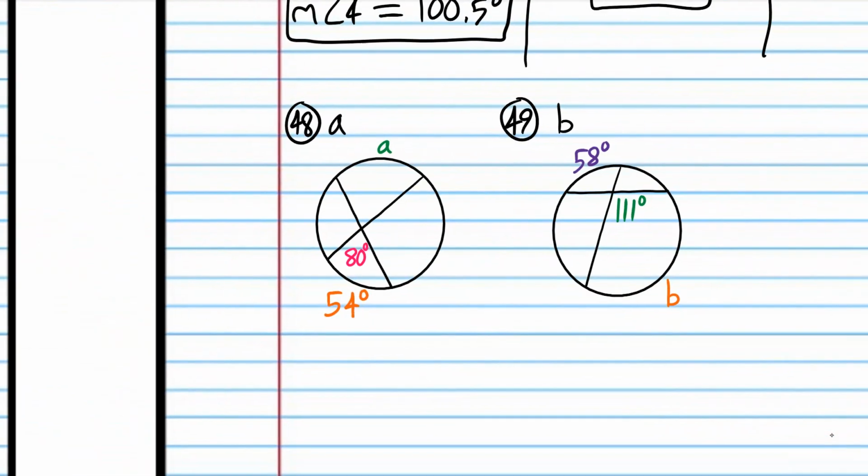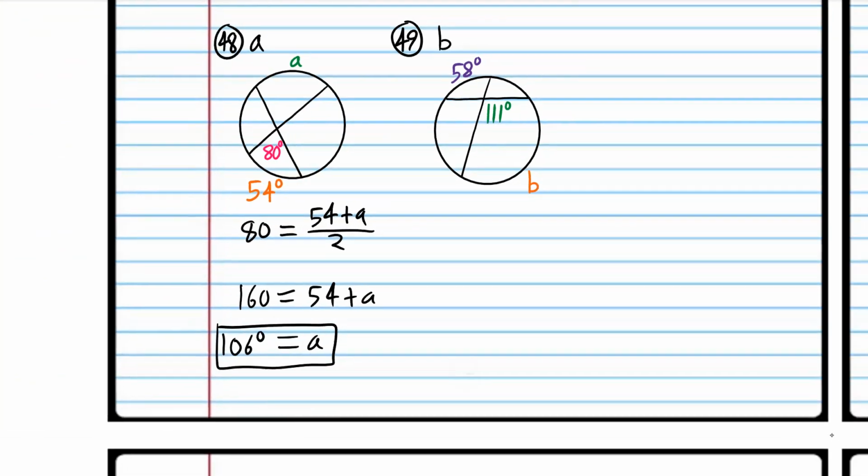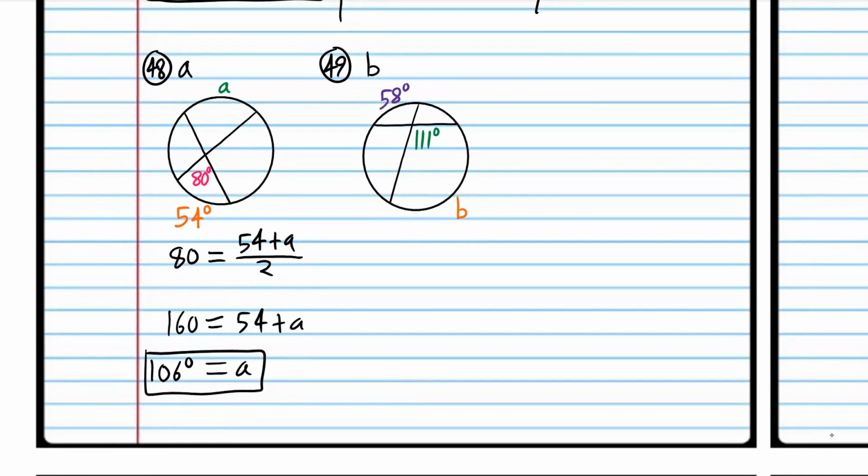All right, we're back. 80 degrees is equal to 54 plus a over 2. Multiply both sides by 2. We get 160 is equal to 54 plus a. Subtract 54 from both sides, and we get 106 degrees. So if you got 106 degrees, good job. Go ahead and try number 49, and when you come back, we'll do it together.